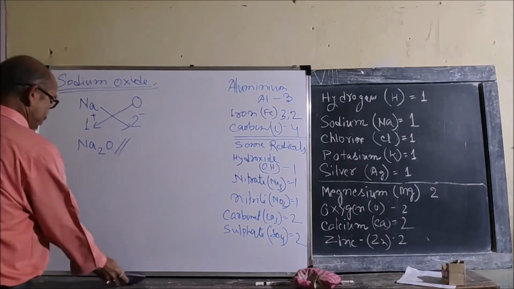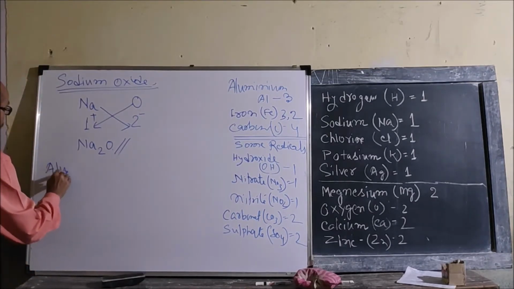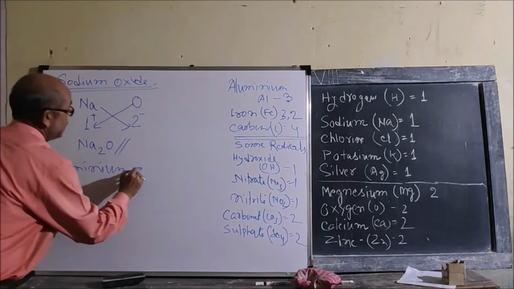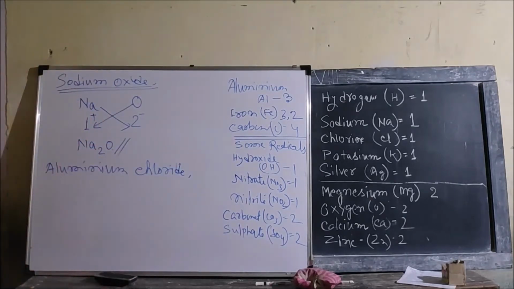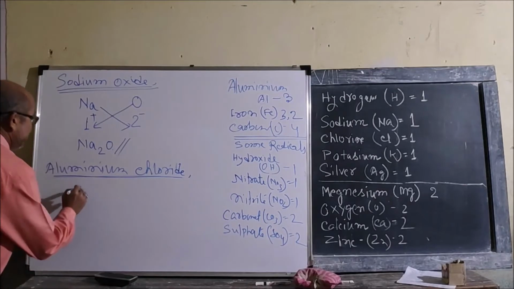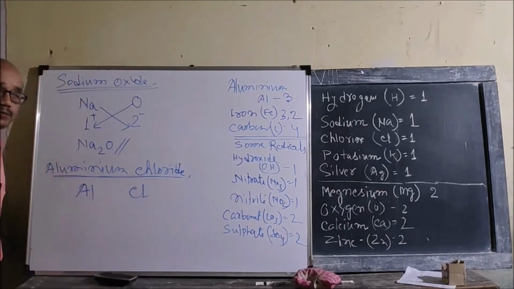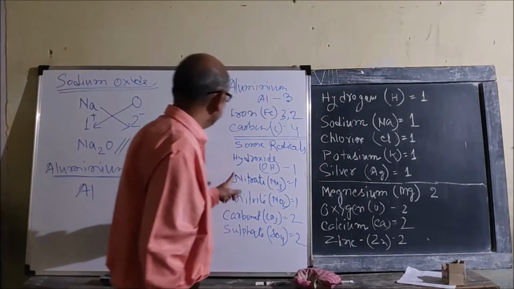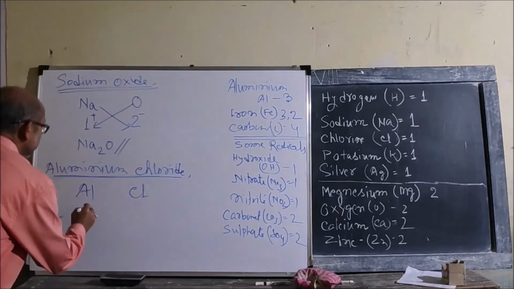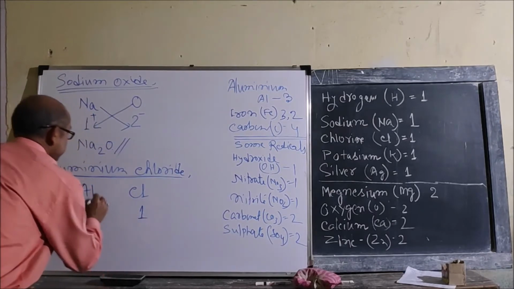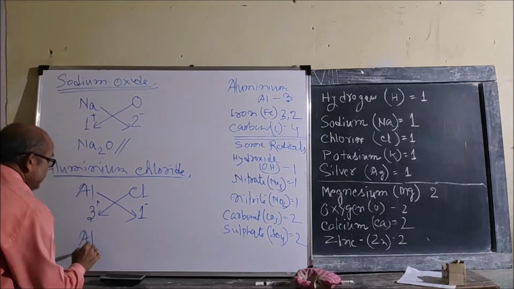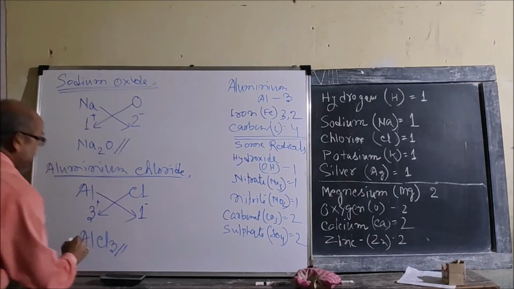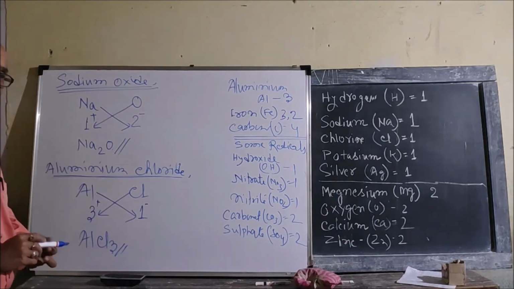Now the next one is aluminium chloride. Here the constituent elements are aluminium and chlorine. So we write aluminium, chlorine. We have to put the valences. The valence of aluminium is 3, and chlorine is 1. It is a metal, plus, and chlorine is minus. Now cross it. That is the chemical formula of aluminium chloride.